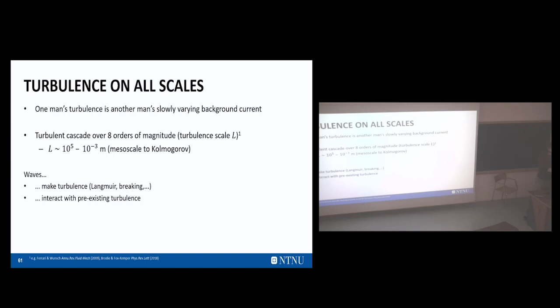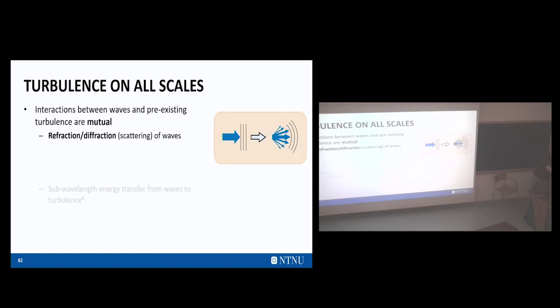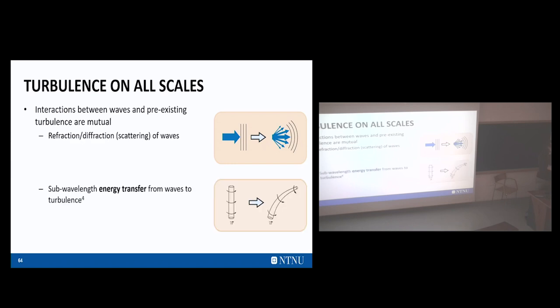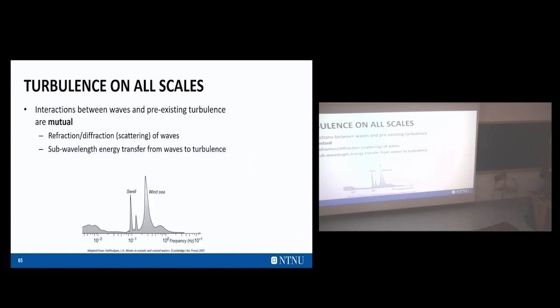So waves can make turbulence via Langmuir and breaking, for example, but they also interact with pre-existing turbulence, and I'm going to focus on the latter. There are basically two ways that we consider. One is that turbulence scatters waves, so the waves encountering turbulence are scattered. And the other is sub-wavelength energy transfer to waves, so that the waves passing over turbulence stretch the turbulence, giving off energy to it. And this is another sink of energy of waves.